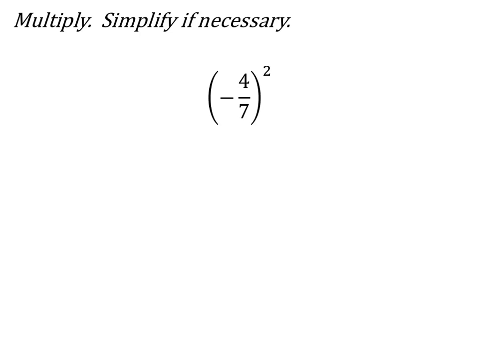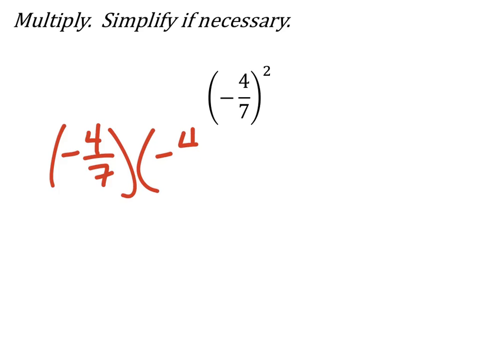But let's analyze this one. We'll show both methods for this one. The first one is just to expand a fraction like this one, okay? What I mean by that is instead of showing it with an exponent, I want to show this with repeated multiplication. So that would be negative 4/7 times negative 4/7.